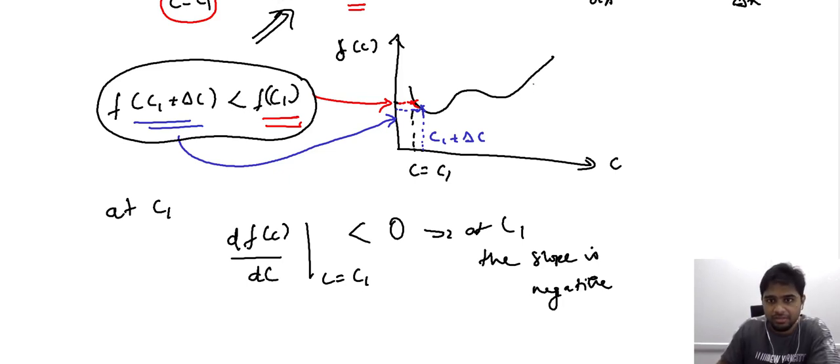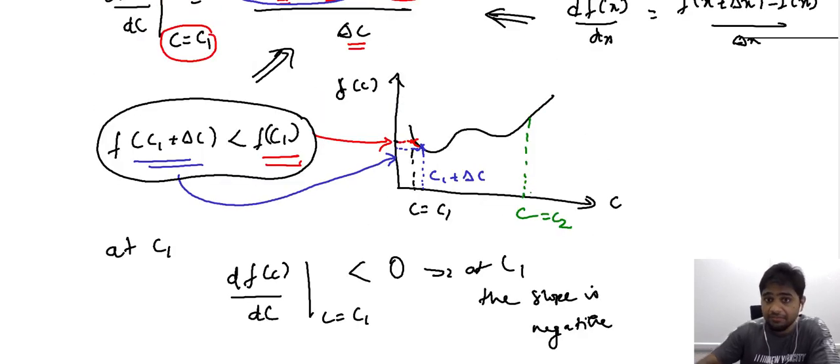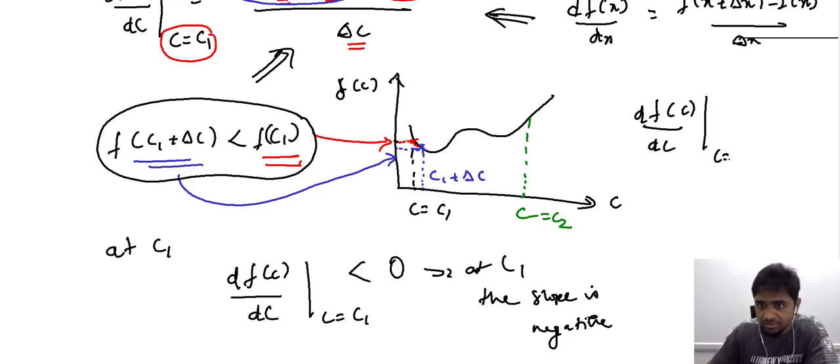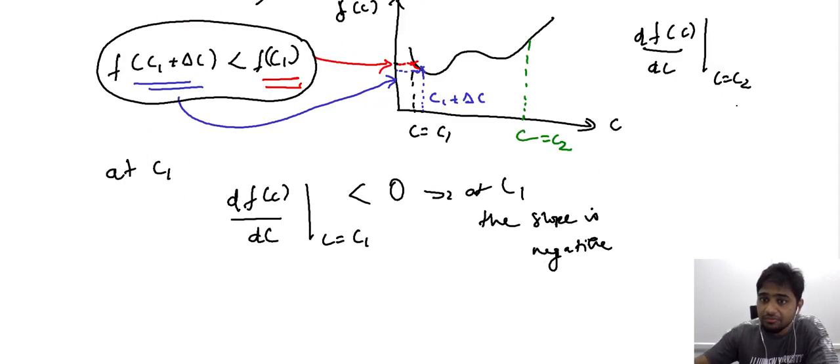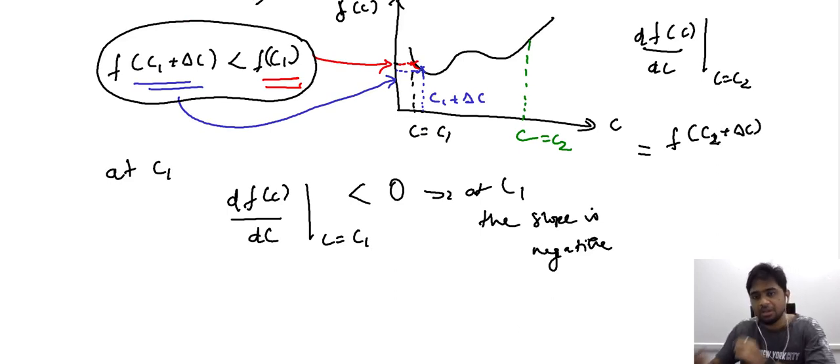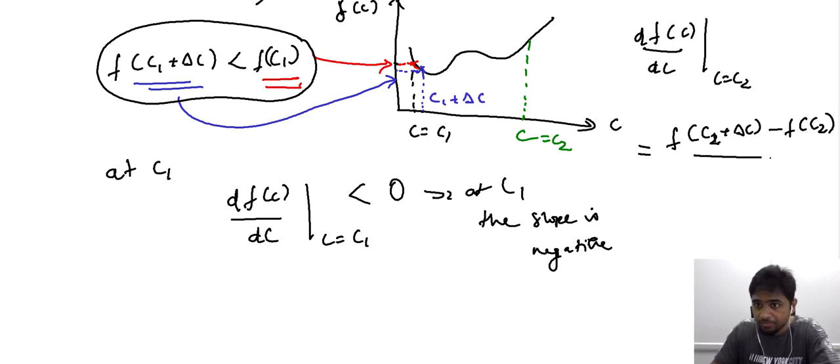Let me use green. So let us consider another point like we have considered before, and let us assume it to be C2. Now the derivative function expression for the free energy at C2 can be expressed as, so this is what the expression for the derivative of the free energy function at C2 would look like. So the free energy at C2 plus a position away from it, minus the free energy at C2.